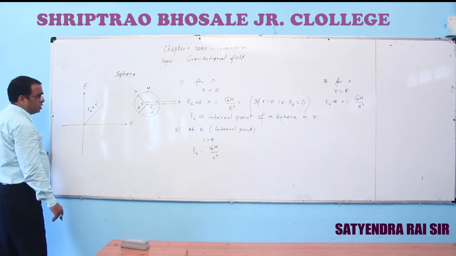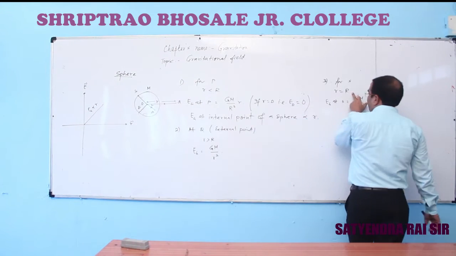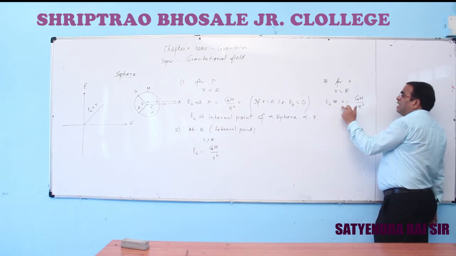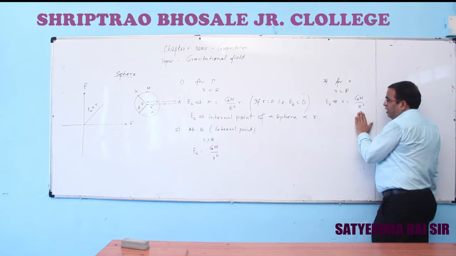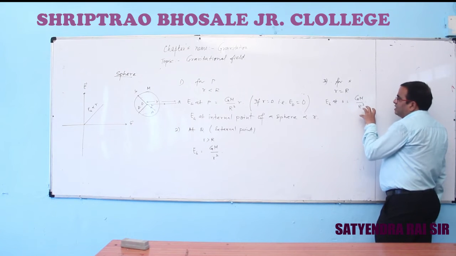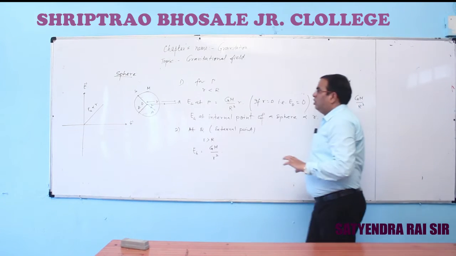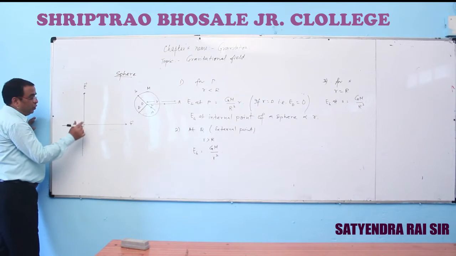When you reach the surface of the sphere, the third case for S, small r equals capital R, and Eg at S will be Gm by R square. You can check, since capital R is less than small r for external cases, this is the maximum value. So you see which is the maximum value, but don't make the mistake.